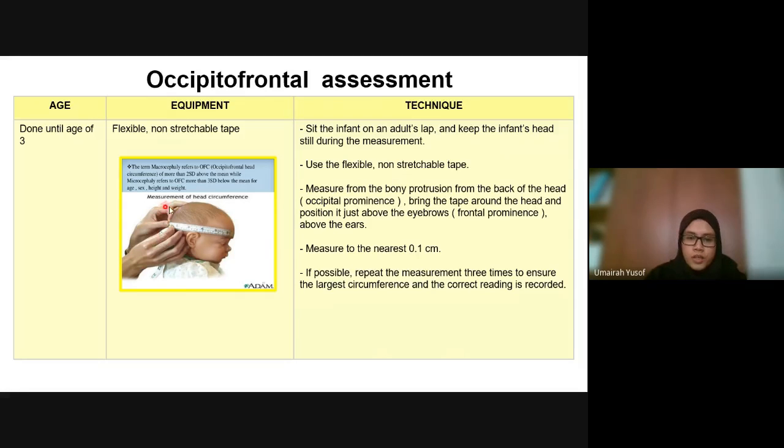We measure from the bony protrusion at the back of the head, or occipital prominence. We bring the tape around the head and position it just above the eyebrows at the frontal prominence, above the ears. Then we measure to the nearest 0.1 centimeter, and if possible, we repeat the measurement 3 times to ensure the largest circumference and the correct reading is recorded.